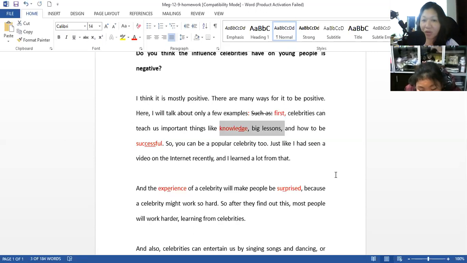So the best way you can do that is to give an example so that you can differentiate one item from another. Because if you just look at knowledge and big lessons, they sound like they're almost the same. But you would like to differentiate them so you can be more specific in the way you describe them by providing a solid example. So they can teach us important things like knowledge. So give me an example for knowledge. What kind of knowledge?